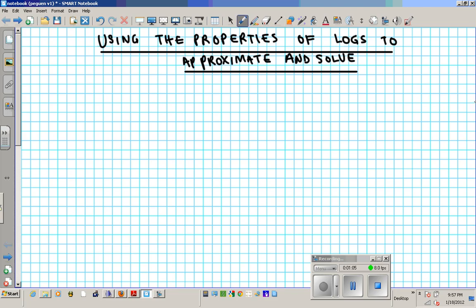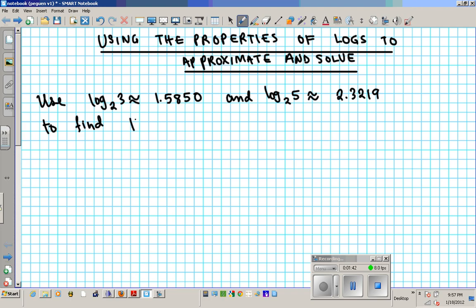Alright, so first example, let's write down the instructions first. Use log base 2 of 3, which is approximately 1.5850, and log base 2 of 5, which is approximately 2.3219, to find the approximate value of number 1, log base 2 of 10.